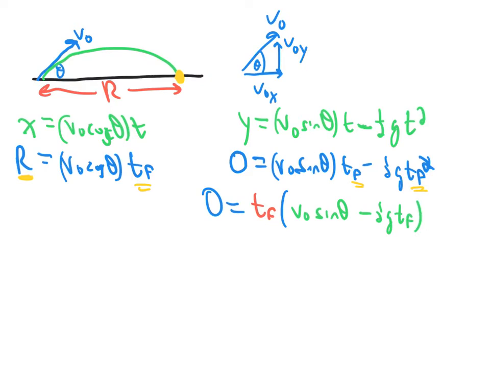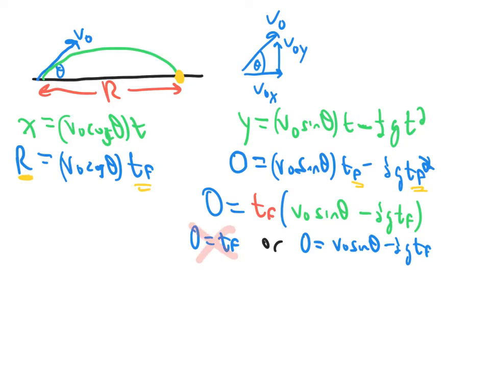Why is that useful? Because the zero property of algebra tells us that if two numbers multiply to 0, then one of them must be 0. Possibly both, but at least one. So either we have that 0 equals TF, or we have that 0 equals V0 sine theta minus 1/2 g TF. The first one is kind of goofy. The first one says that it hit the ground at the moment it left the ground. The time of flight is 0. That doesn't make any sense. So we're going to skip that one. We're going to neglect it, and we're going to say not physically meaningful for our problem.